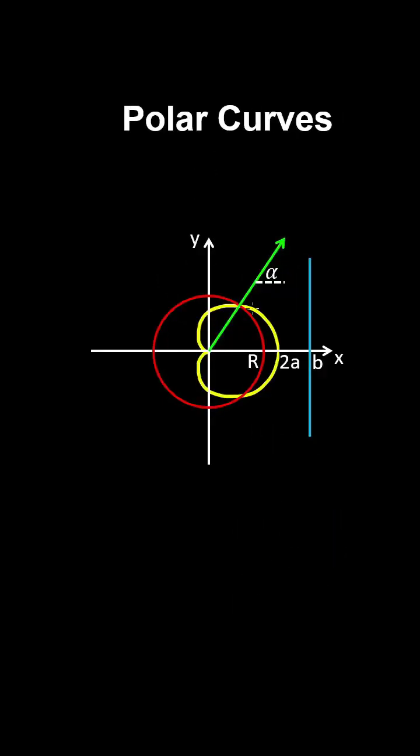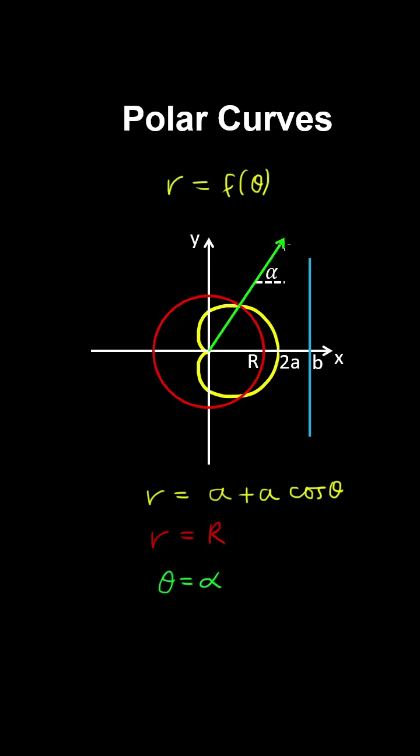Polar curves are special types of curves where r is a function of theta. And here are some examples of polar curves. So the first one in yellow is a cardioid, or a heart-shaped curve, which is defined by the following function. So this defines every point on the curve in polar coordinates. And if we look at the circle with the radius of r, well, that's defined by r is equal to r, because r is always constant no matter what the angle is. And this half line here is defined by theta equals alpha, because the angle of this line is constant and doesn't change.